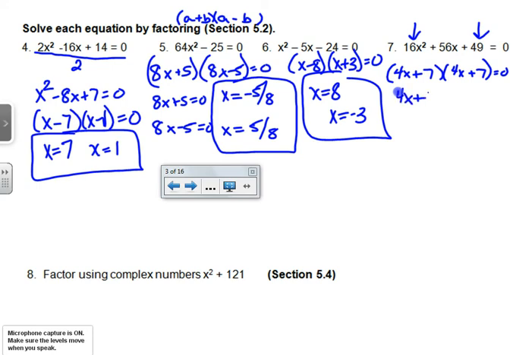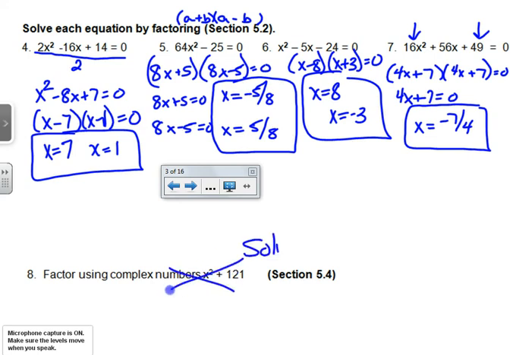So when you set your factor equal to 0, and notice we have the same factor, so I don't even have to do this problem twice. I would subtract 7 and divide by 4. And the same answer I get both times is negative 7/4. Now this is a typo. I was supposed to change this question to say solve, and it's supposed to say x squared plus 121 equals 0. So apologies. This is how it looks on the test.